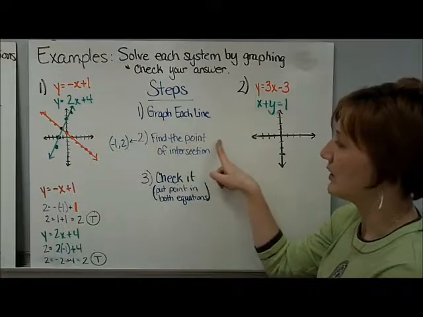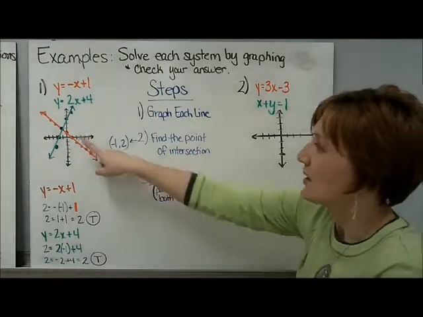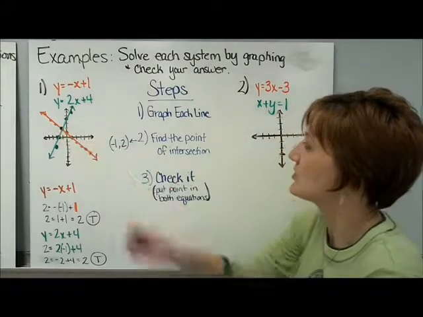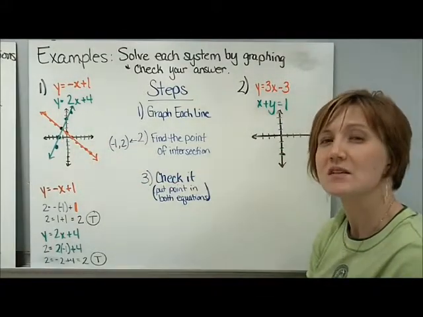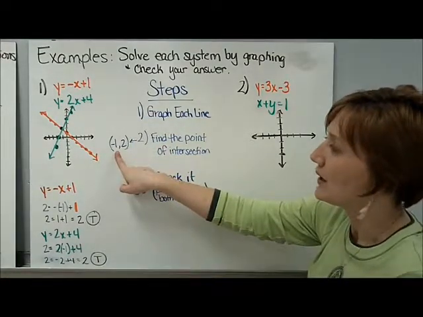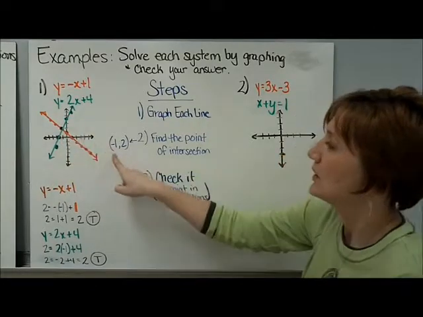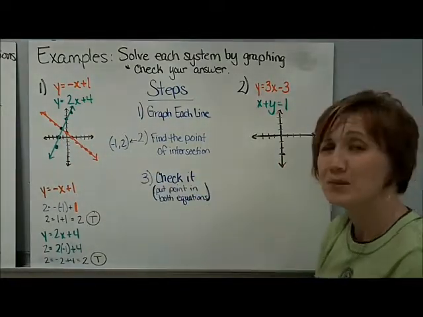Then we need to find the point. Step 2 is find the point where those two lines intersect. And that point is right here. That's the point of intersection. You'll see it written throughout the lesson as POI. So that point is negative 1, back 1, up 2. Negative 1, 2.